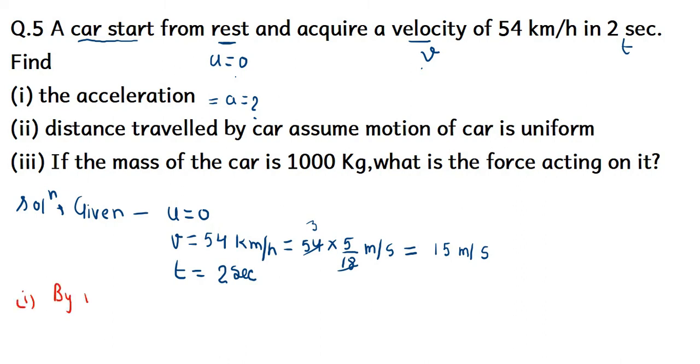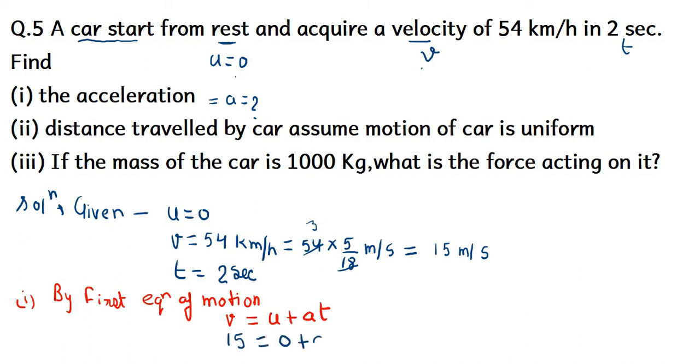Okay. How can we find the acceleration? Simply by using the first equation of motion. That means V is equals to U plus AT. Now placing the value. This is a simple term, student. I think you all know how to do it. Placing the value and solving the equation is not that hard. Acceleration we have found is 7.5 meter per second square.